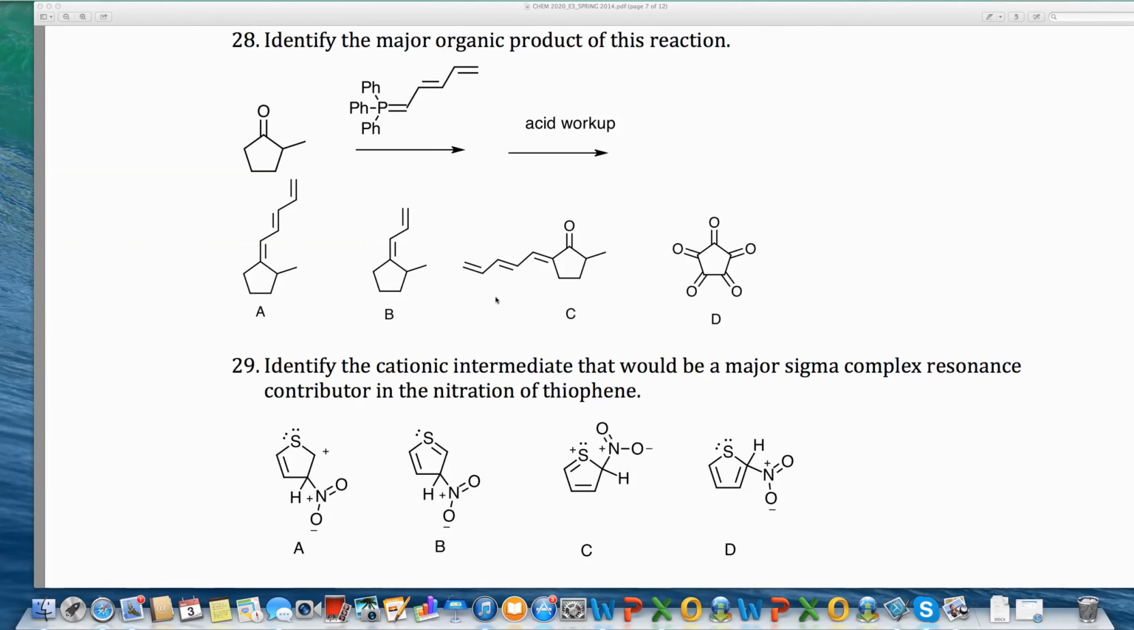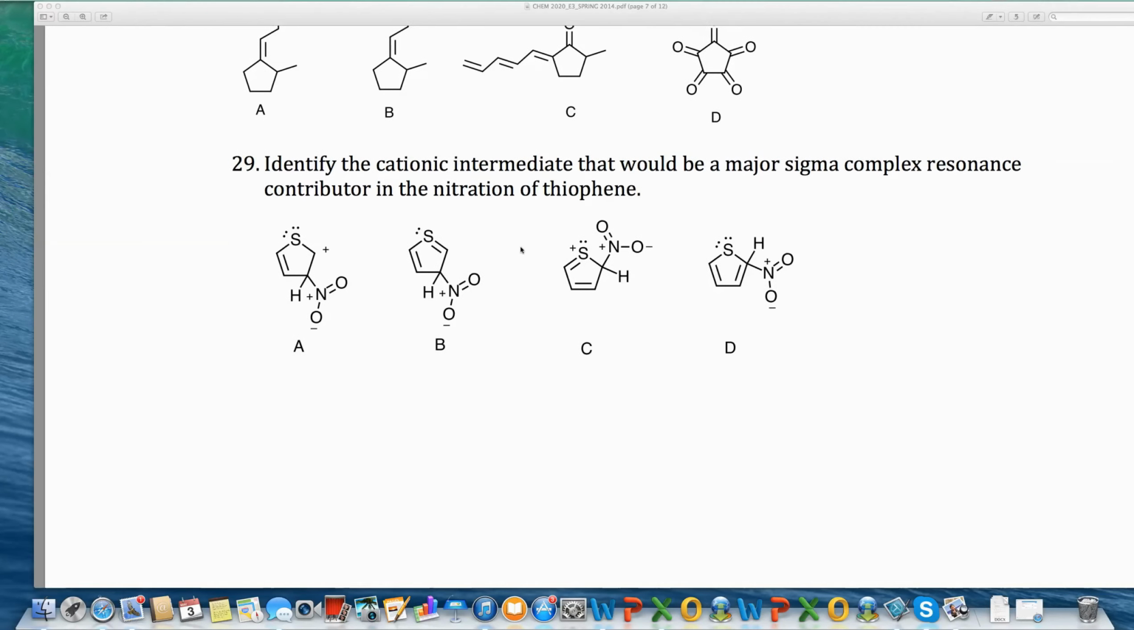Wittig reaction number 28. Simply replace the oxygen with the double bond that's attached to the phosphorus. The driving force for this reaction, remember, is the formation of a phosphorus-oxygen double bond, and the best answer is going to be choice A. So 28, the credited response is A.